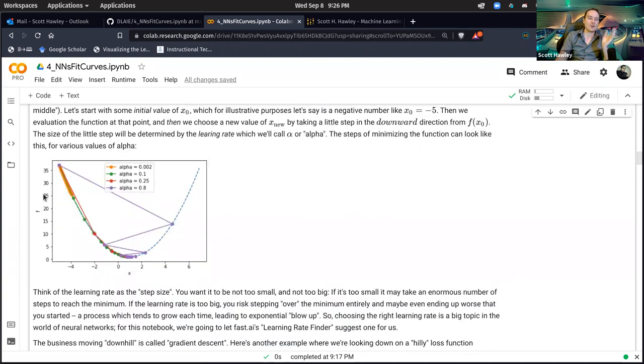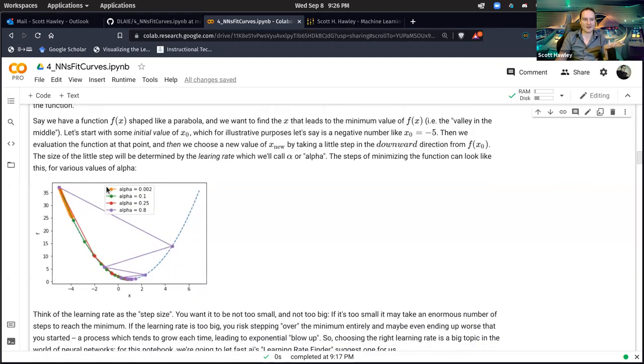So let's say we want to minimize some function, meaning we want to find the x that gives you the minimum f, if this is some function f of x. So it's not the same. I know I used the letter f for the activation function, but this f is just any old function which has a minimum. And in this case, I'm just using a parabola. And so we're going to start with some initial guess for x, which in this case I used x equals minus 5. So f of minus 5 is up there.